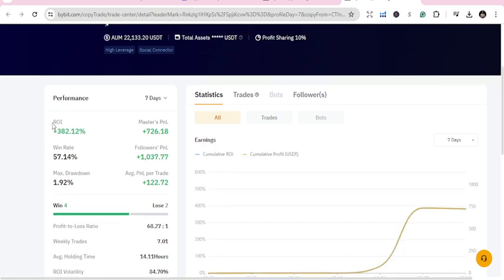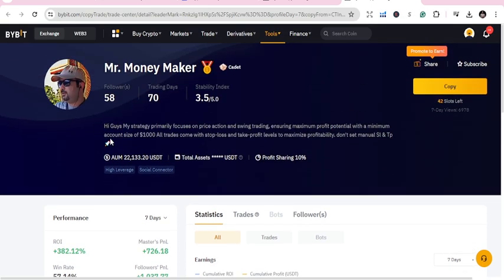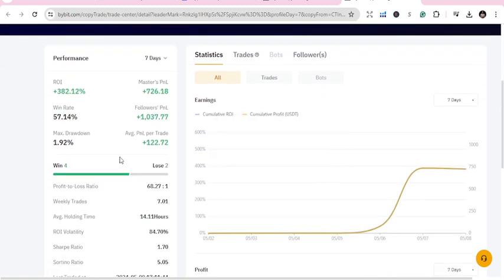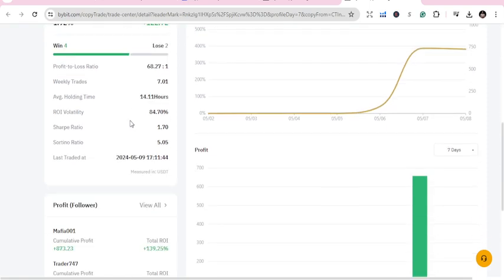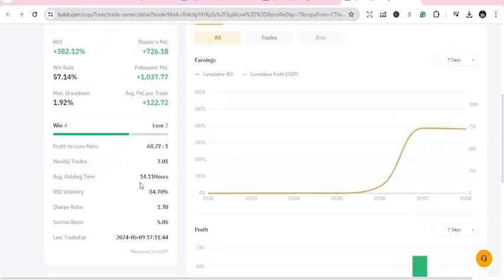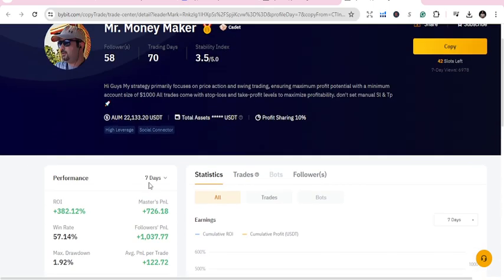Return on investment on 7 days is 382.12%. Impressive. Trading days is 70 trading days. He has 58 followers. You need to check well and see his performance before you invest. Profit to loss ratio, 68.27%. And these are some of the trades. He holds trades for 14 hours.